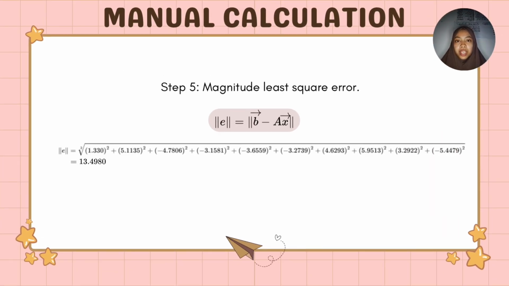Step 5. Magnitude of least squares error. Finally, we compute the magnitude of the error vector, which is the square root of E. Then the result is equal to 13.4980. This is the total least squares error. A smaller value indicates a better fit, and here the error is reasonably small, confirming that our quadratic model fits the data well. Conclusion.